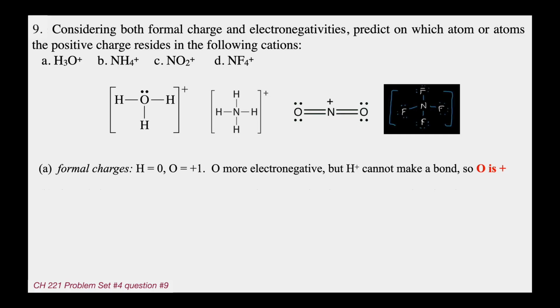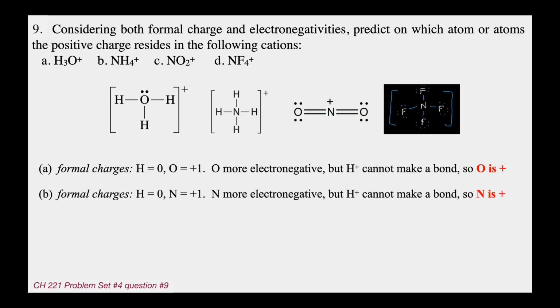So you can do the same kind of thing for the other ones. On ammonium, NH4 plus, all the hydrogens are again 0. Nitrogen is positive 1. And again, nitrogen is more electronegative than hydrogen by far, but if you put that positive on the hydrogen, it floats away. Ammonia, NH3, can be made from ammonium, NH4 plus, if you remove that H plus ion. And that's pretty easy to do, just like hydronium goes to water. But if you want ammonium to stick around, the positive charge must be on nitrogen.